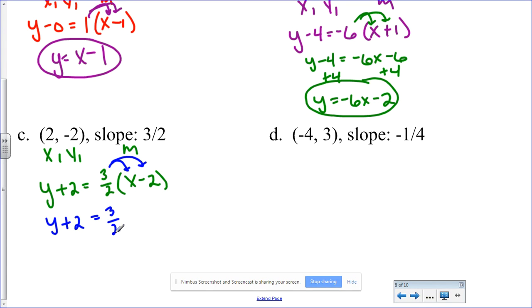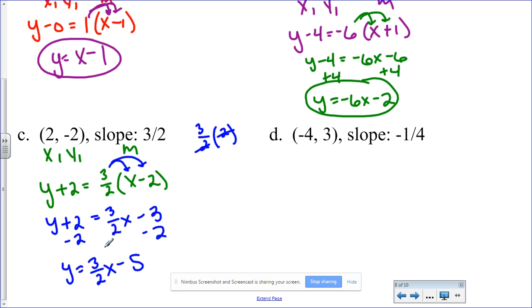3/2 x, and then 3/2 times 2. Hoping you're getting the hang of this. Those cancel. I actually just have a 3 left, so -3. Subtract 2 from both sides. So we have y equals 3/2 x. Combine those together, I get -5. So this is my slope-intercept form. This is my point-slope form.